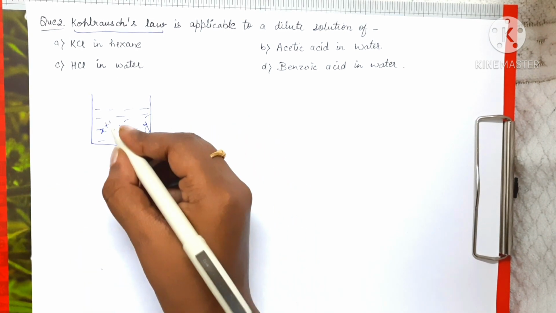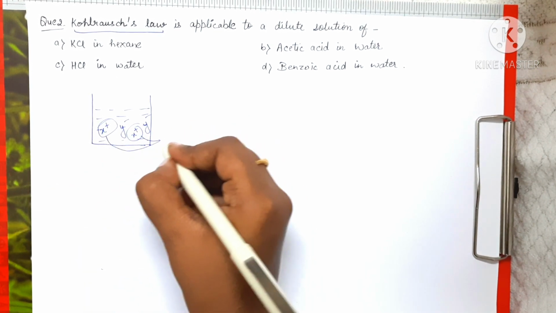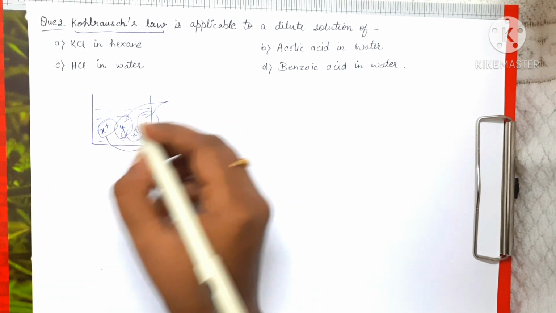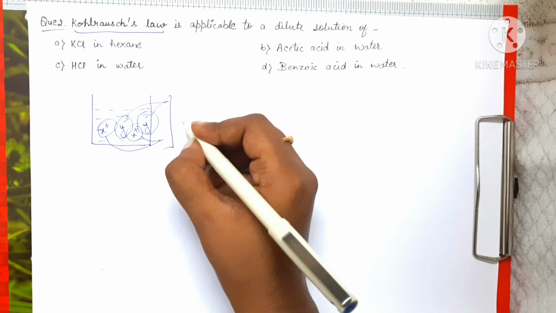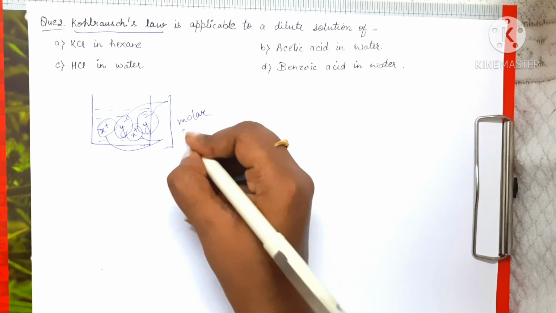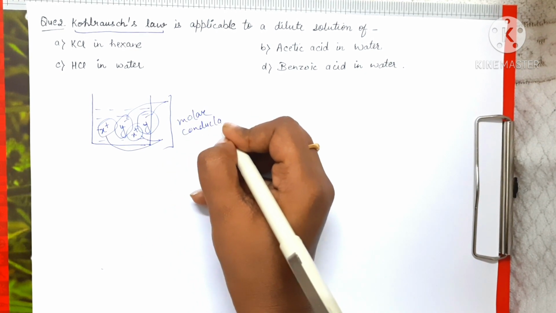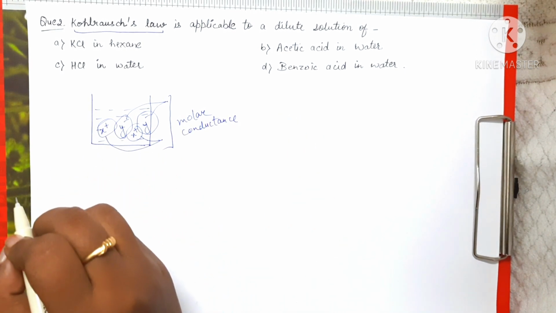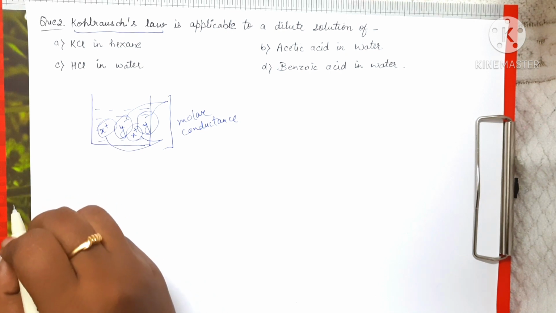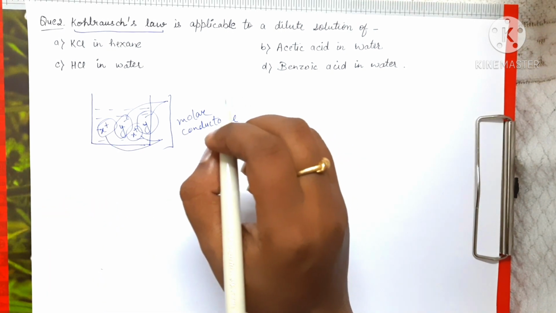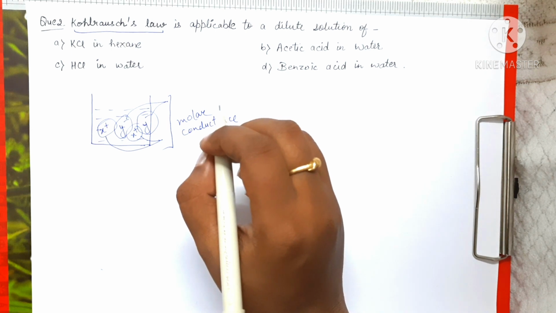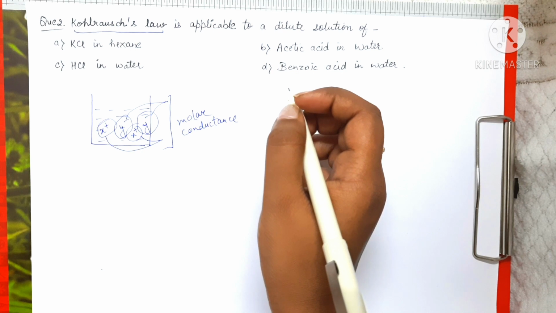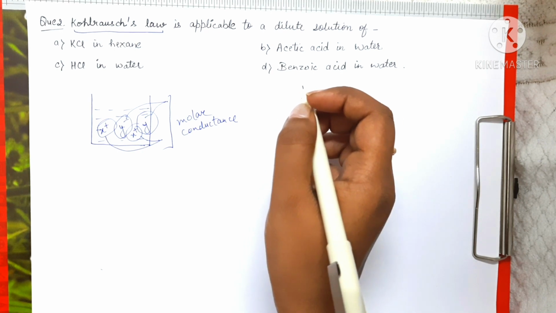Then these X positive ions are going to have certain definite contributions, and these Y negative ions are going to have certain definite contributions towards the molar conductance, right? This is what Kohlrausch's law says, that each ion is going to have a definite contribution towards the molar conductance. Now what we have to see is that Kohlrausch's law only applies to solutions containing strong electrolytes. It is not applicable in the case of weak electrolytes.